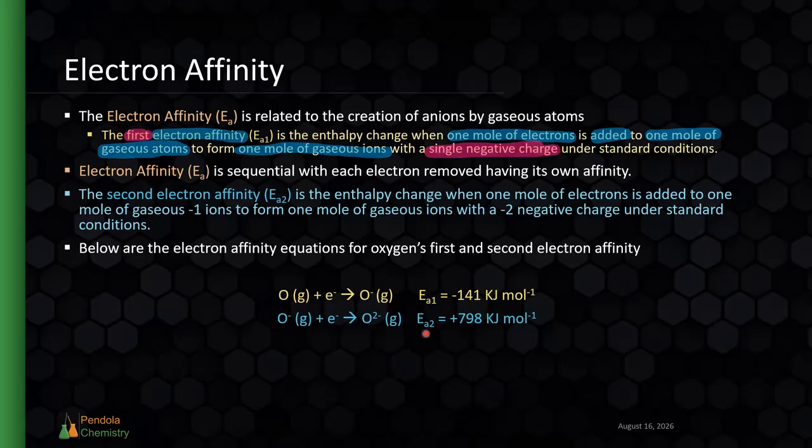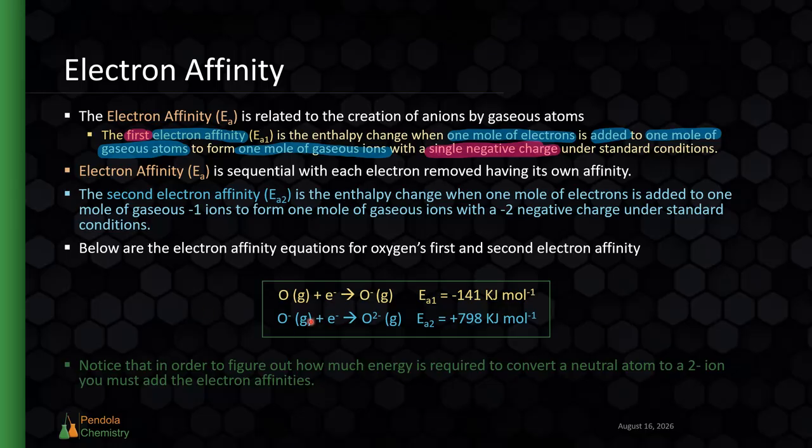That second electron affinity for oxygen is positive, 798 kilojoules per mole. Now notice that in order to figure out how much energy is required to go from neutral oxygen to O2 minus ions for 1 mole of ions, we have to actually add both of these electron affinities. The electron affinity is just for the addition of the 1 electron. Meaning that when we look at these numbers, negative 141 is how much energy is released by adding the first electron, whereas 798 is how much energy it takes to add the second electron.